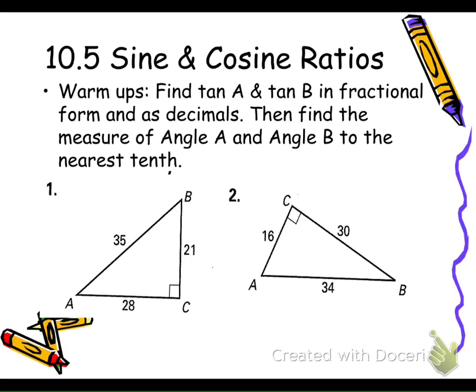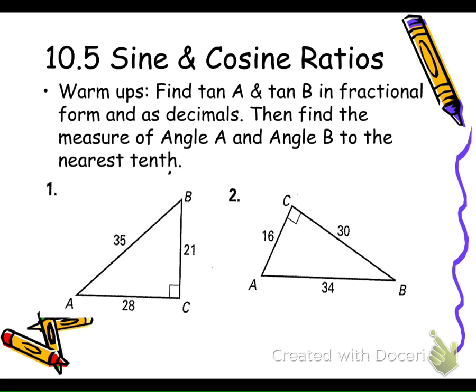Okay, so we are finding tangent of A and B for our two triangles here. They want us to write the fraction, what we did before, as a decimal, and then also find the angle measure. So they added an extra step in. I did not ask you to do it yesterday, but we're going to practice it today.